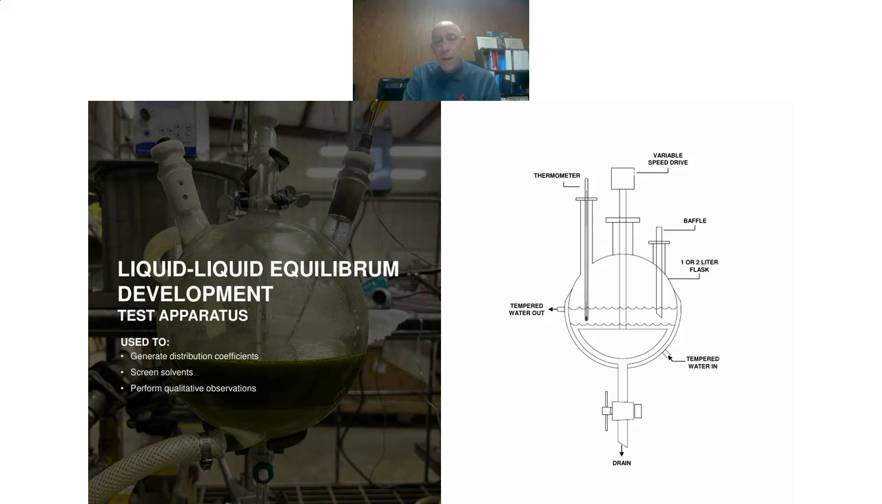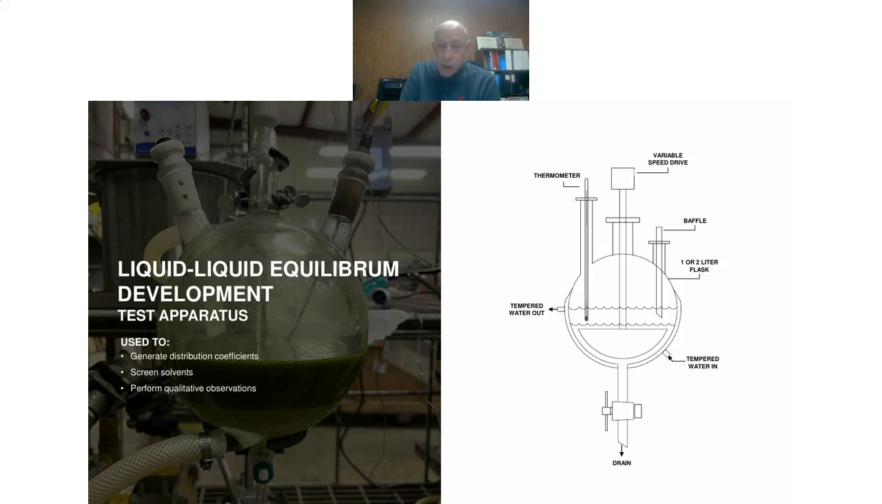You then put the raffinate back in, add fresh solvent to it, mix it up again, decant it again. And we like to do that at least 4 to 6 times to get from the feed concentration that you have down to the raffinate concentration that you're looking for, because the distribution coefficient can change with concentration. And so it's important to measure it throughout the whole concentration range that you're looking for in your process.